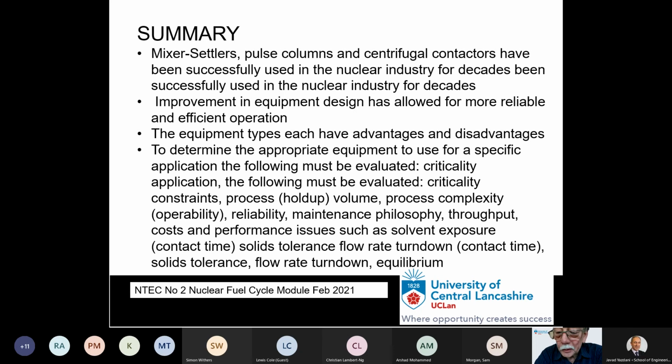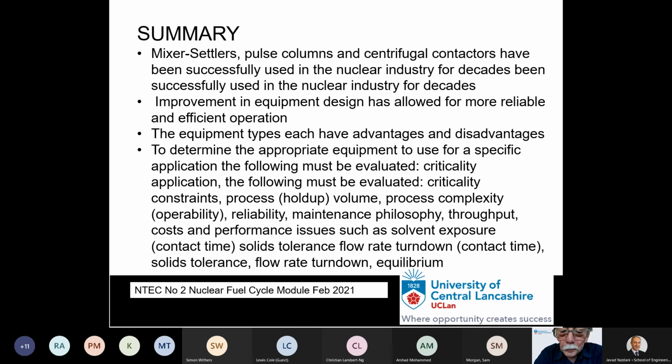Each of the pieces of equipment has advantages and disadvantages. It's a bit like buying a motor car, whether you choose to buy a Mercedes or a high-performance Ford. Each has its own attributes and disadvantages. To determine the appropriate piece of equipment, as we've indicated in that PowerPoint, the chemical engineer needs to consider a good number of conditions, etc., when selecting the piece of equipment.